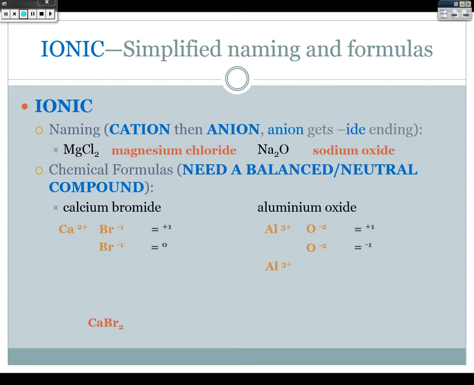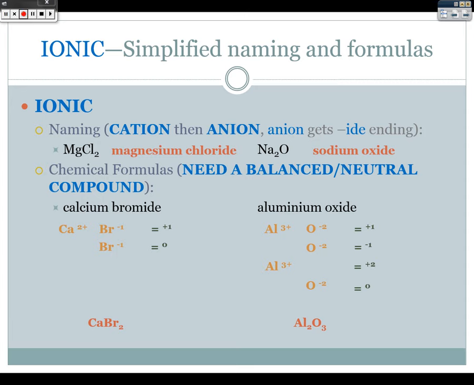Now I've got a total of 6 plus and 4 minus, so my overall charge is going to be positive 2. So now I need to add negativity again. So I'm going to add another oxygen. Now I have a total of 6 plus and 3 times 2 minus, which is 6 minus. So now my overall charge is going to be neutral. So when I write the chemical formula, I use 2 aluminums and 3 oxygens. So I'm going to have Al2O3.